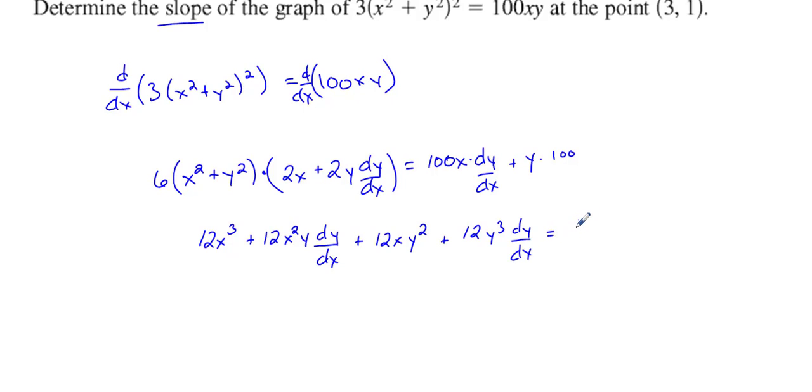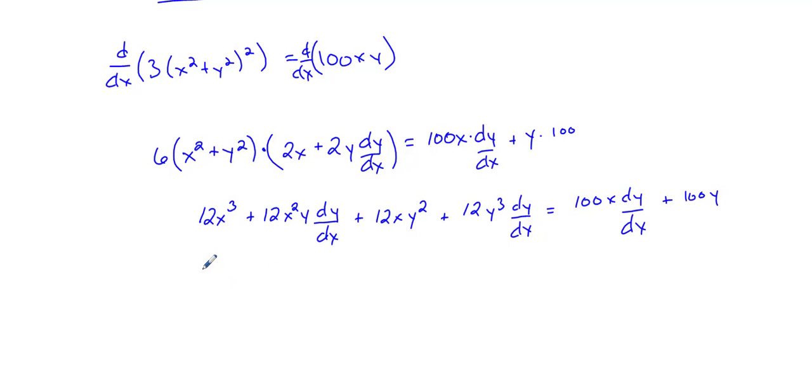Equals 100x dy dx plus 100y. All right, now we got to collect all the terms of dy dx on one side. So this one stays, this one stays, this one comes over, this goes over, this goes over. That makes sense? All right, 12x squared y dy dx, that stays. We got 12y cubed dy dx, that stays.